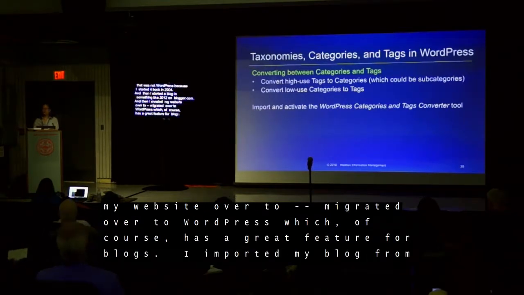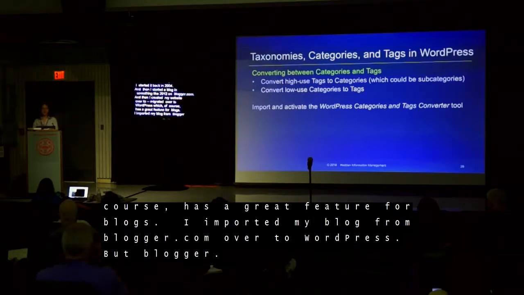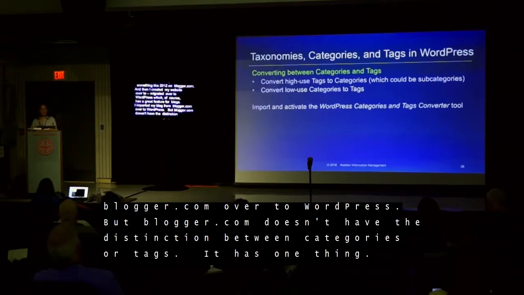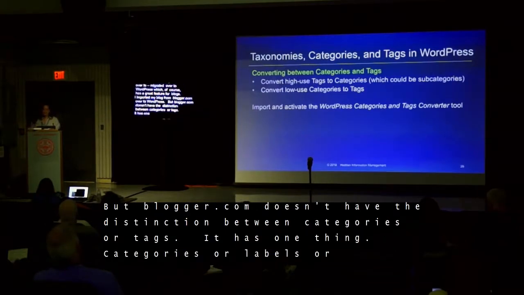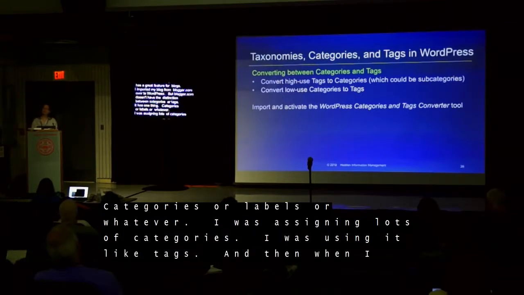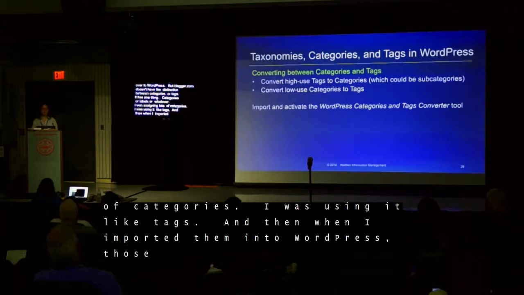But blogger.com does not have the distinction between categories and tags. It just has one thing, categories or labels, whatever. So I assigned the blogs categories, but I was using them like tags. Then when I imported it over into WordPress, those got converted into WordPress categories. And that's why I have so many categories.